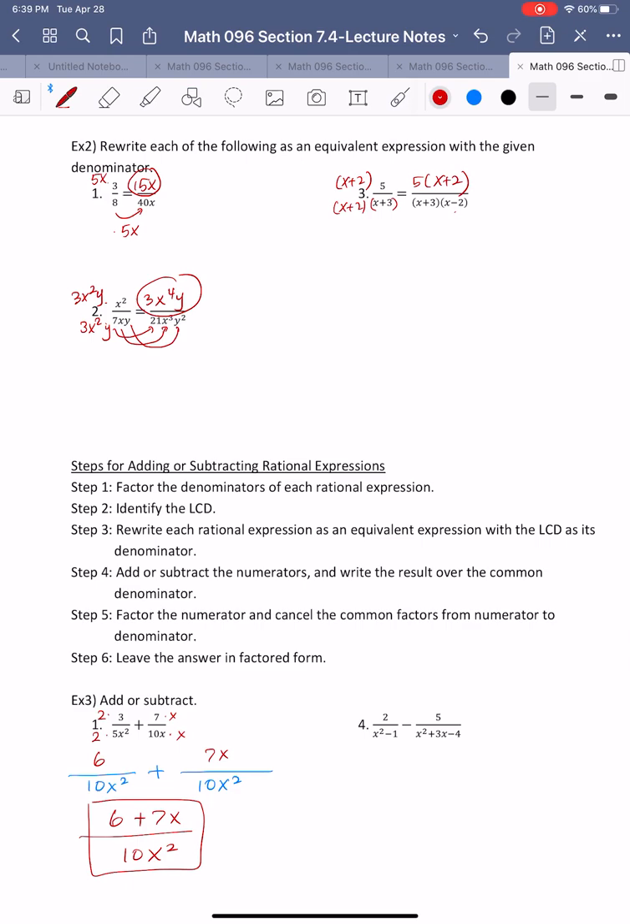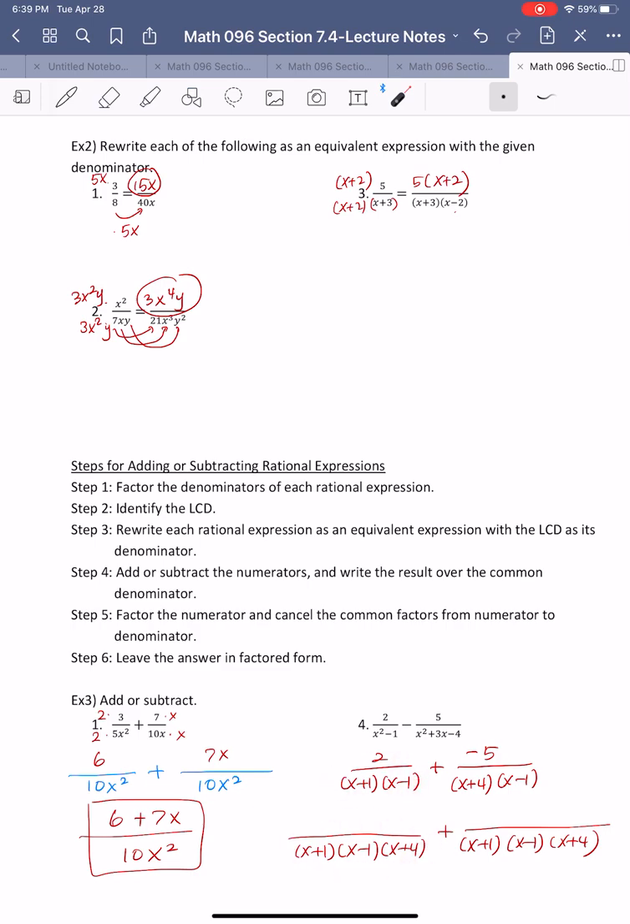For number 4, you need to factor it, which is x plus 1 times x minus 1. Also you can change the subtraction to adding a negative 5, with the factor x plus 4 times x minus 1. And then the LCD is x plus 1, x minus 1, and also x plus 4. If you compare this denominator to this denominator, x plus 4 is missing on both sides. So you multiply 2 times x and then 4, which is 2x plus 8.